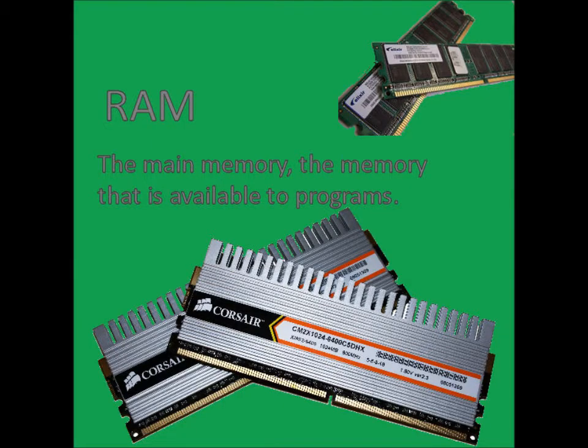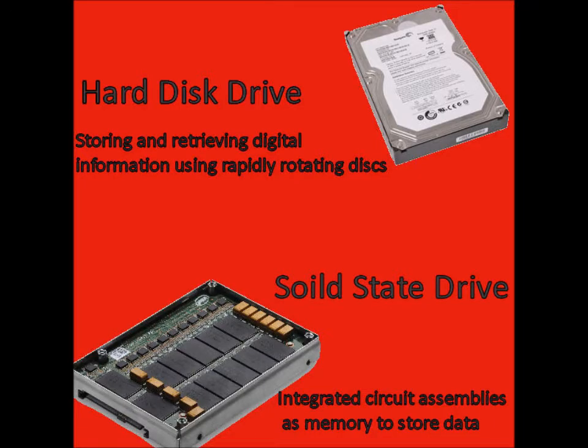Random access memory, or RAM, is where the data for running programs is stored. Every program from graphical to typing uses RAM to run before final saving to the hard drive. The hard drive is where data from the computer is stored permanently. It uses rapidly rotating disks to quickly store and retrieve the data stored here.